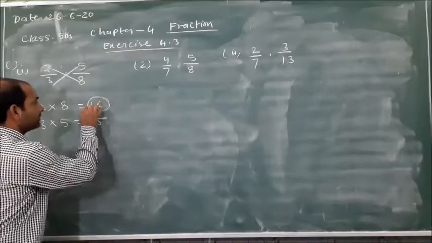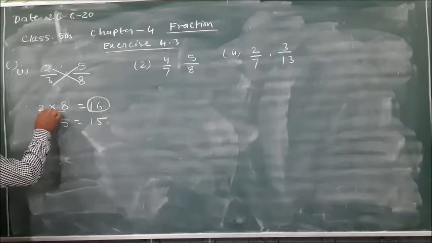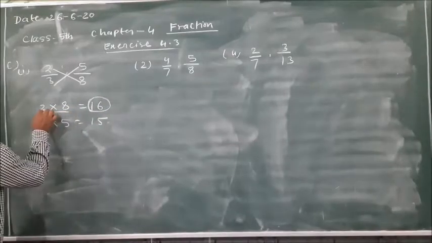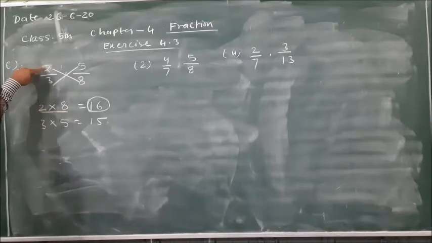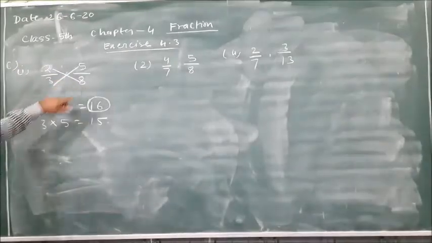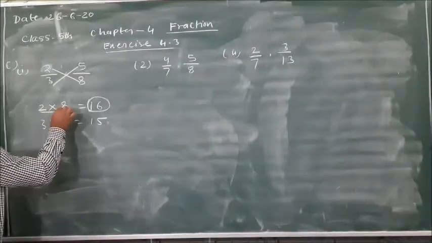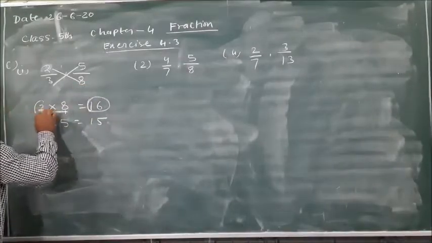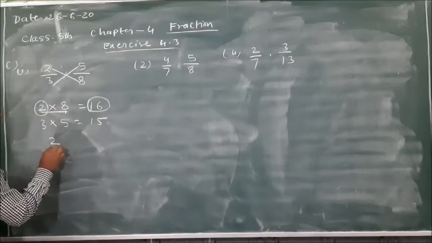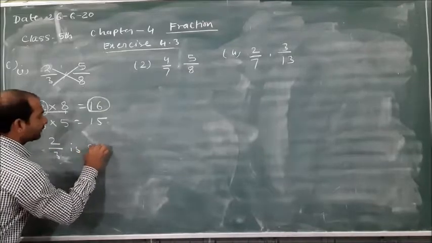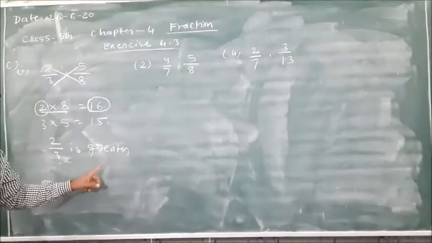16 is the greater number, and 16 comes from 2 multiplied by 8. The 2 comes from the numerator and the 8 from the denominator. So we check only the numerator. Which is the numerator? 8 is the denominator but 2 is the numerator in this fraction. So 2 upon 3 is the greater fraction.